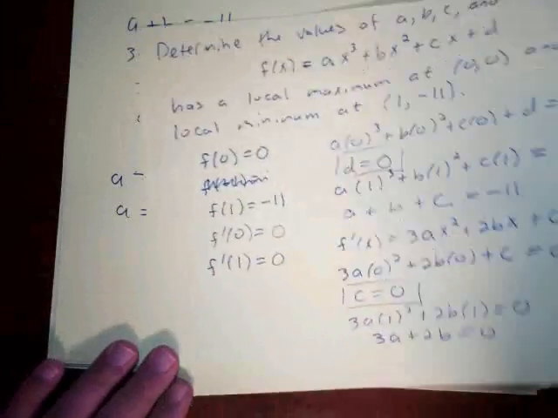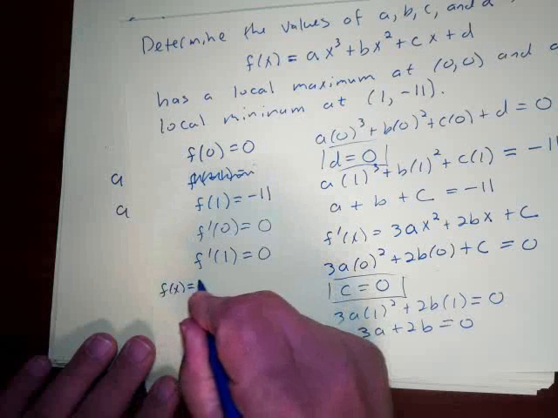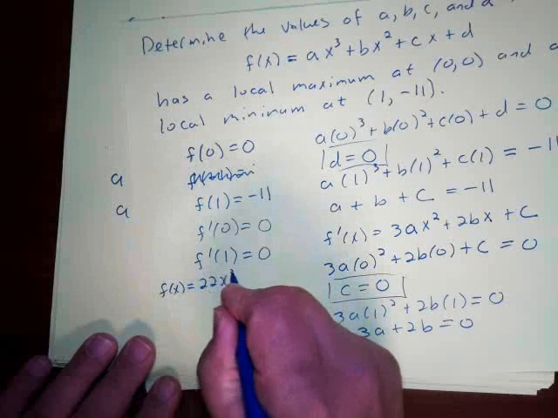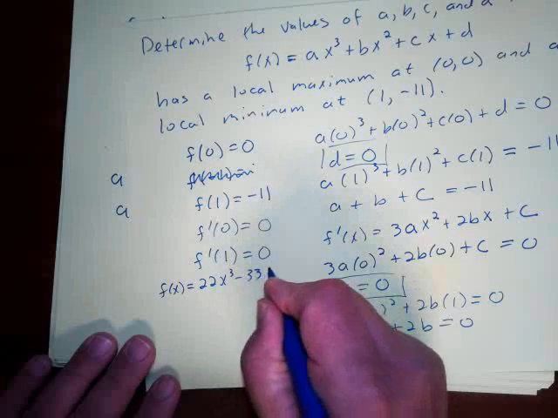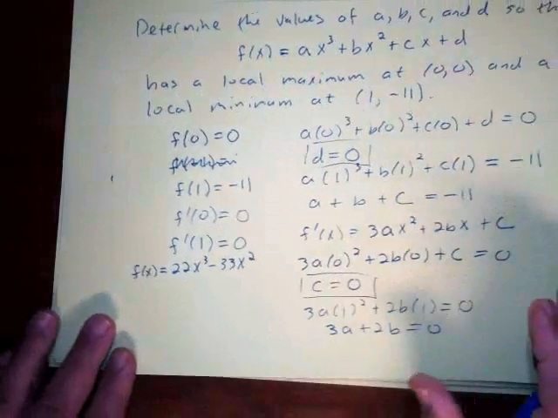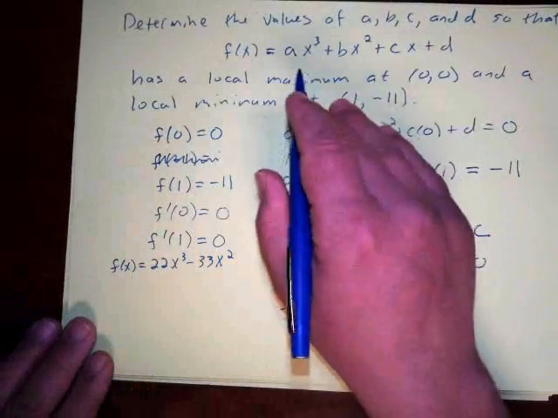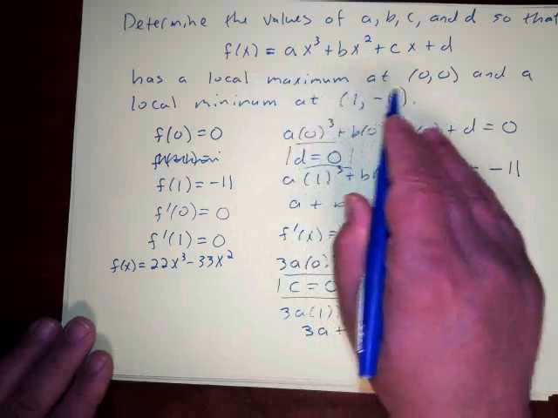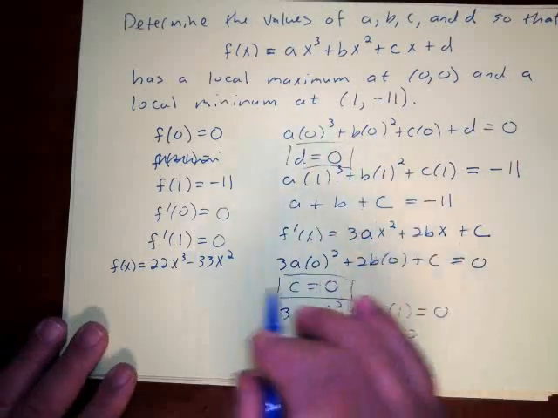I'm going to write this down. So this is my function. Let's check and make sure that's the case. I want it to have a local maximum at 0, 0, and a local minimum at 1, negative 11.